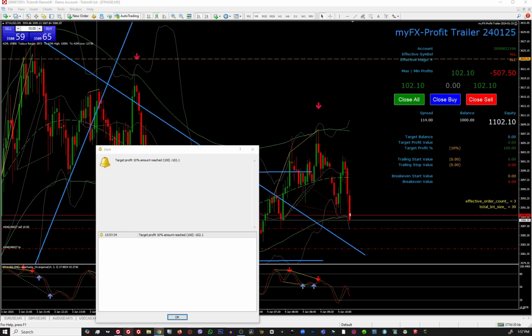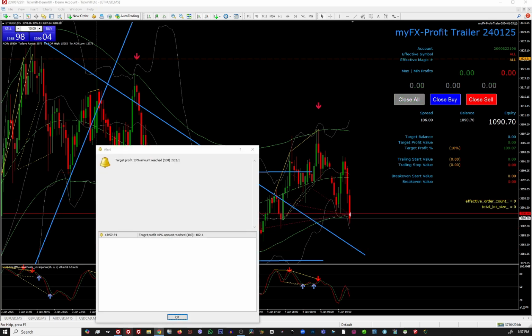And as expected, it finally hit the target of 10%. Due to the market volatility, we ended up with a $90 profit. Even though the Forex markets are closed for the weekend, we can still trade and make profits like this in markets such as crypto.